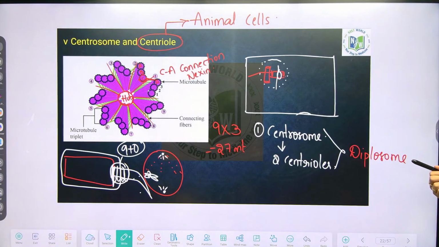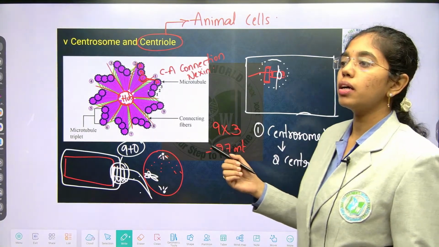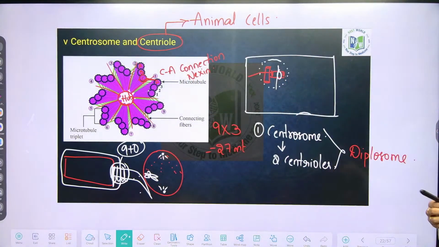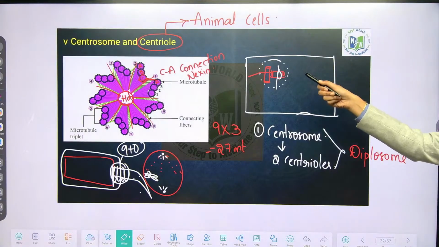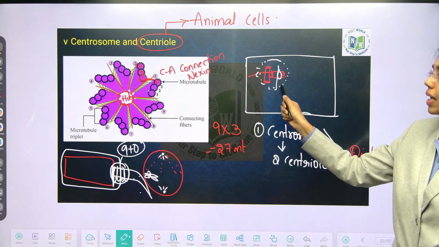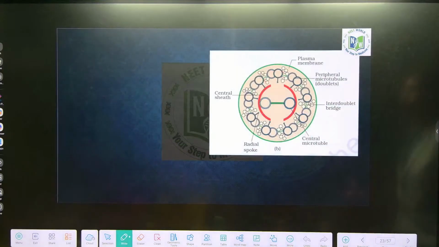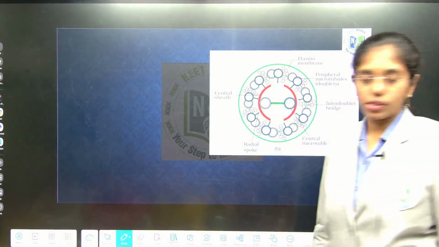In a single centrosome, how many centrioles are present? 2. How are they arranged? Perpendicular to each other. That's it. Clear, right? Centriole will have centroplasm. That's it. They don't have any membrane. Okay. Next, about cilia and flagella.